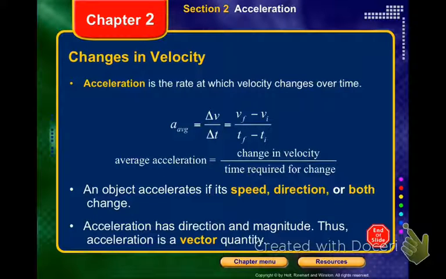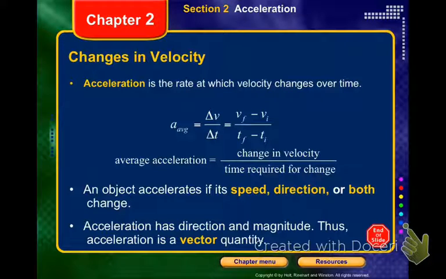Okay, so this is Chapter 2, Section 2, and we're going to talk about acceleration today. Section 1 was about velocity, speed, instantaneous velocity, and we included into that formula distance or displacement. Now we're going to take this a step further. You've got another equation to add to that, and that is for your average acceleration.